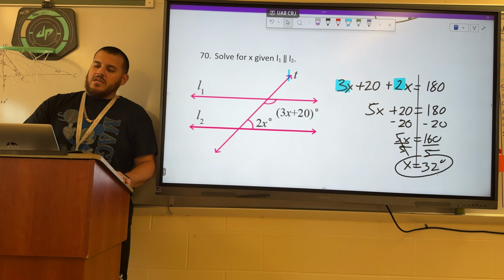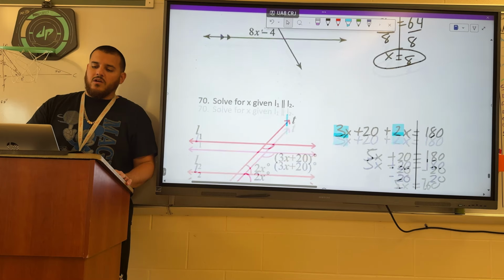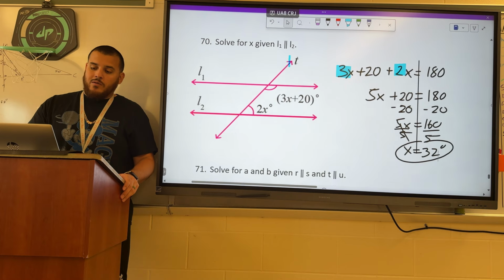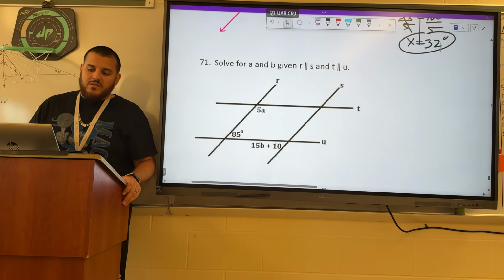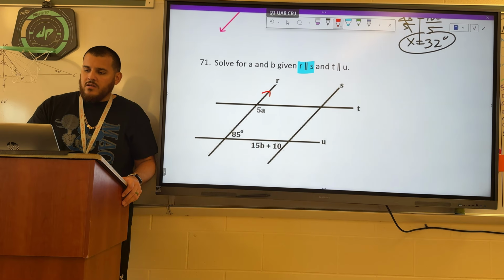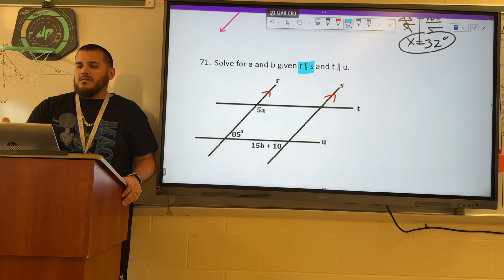So in the last two examples, alternate interior angles are congruent, consecutive interior angles are supplementary. We're going to be combining both of those to solve 71. We have multiple lines given, but we're told R and S are parallel, so line R parallel to line S. T and U are parallel, so line T parallel to line U.